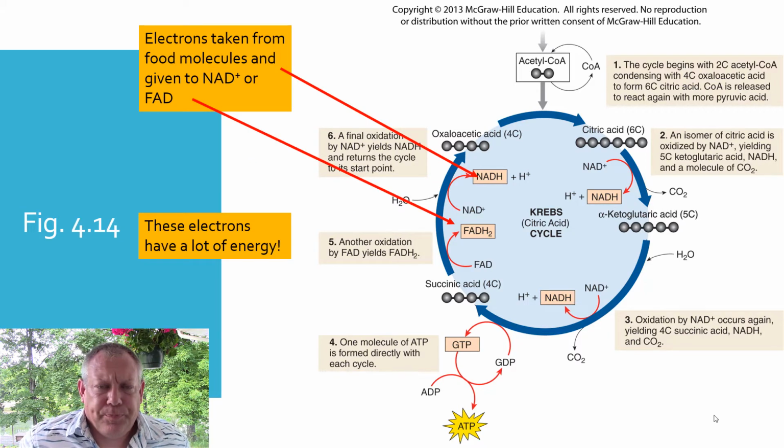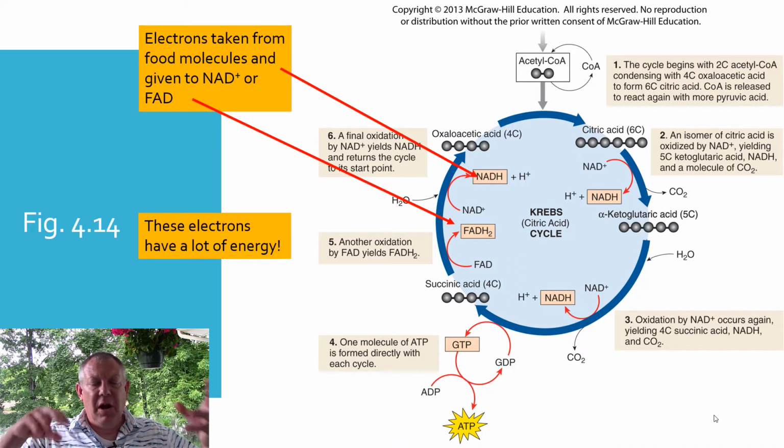Like I said, the way we build those is we take electrons from the food molecule and we give them to NAD or FAD. And when you get those electrons, there's also protons laying around, and so maybe you'll grab a proton to balance out the charge.